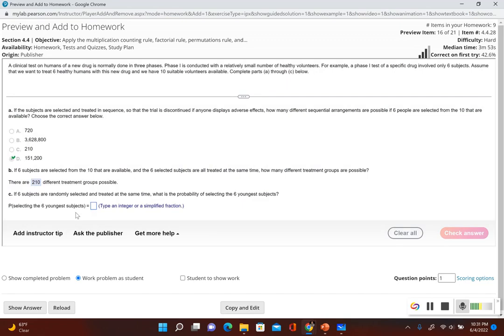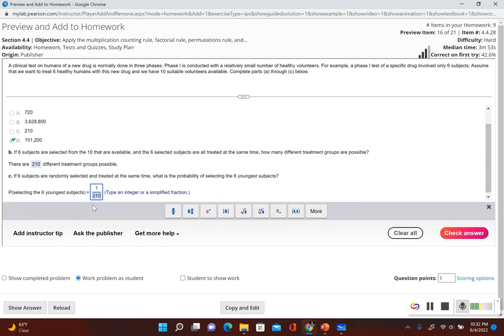Okay, now it says if 6 subjects are randomly selected and treated at the same time, so this is talking about the combinations rule, what is the probability of selecting the 6 youngest subjects? Well, selecting the 6 youngest subjects, that can only happen one way. So we have 1 out of 210.